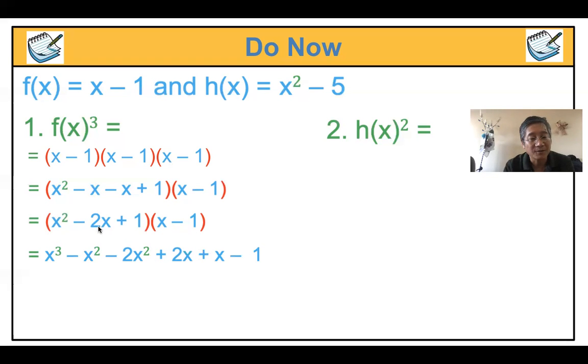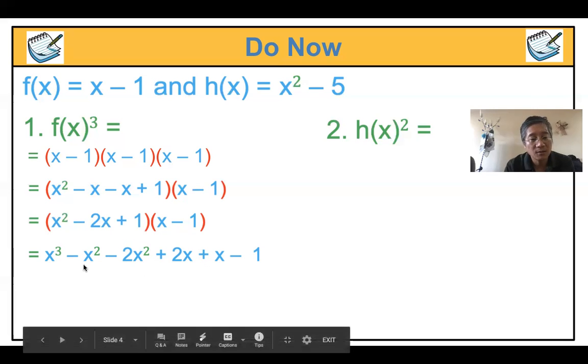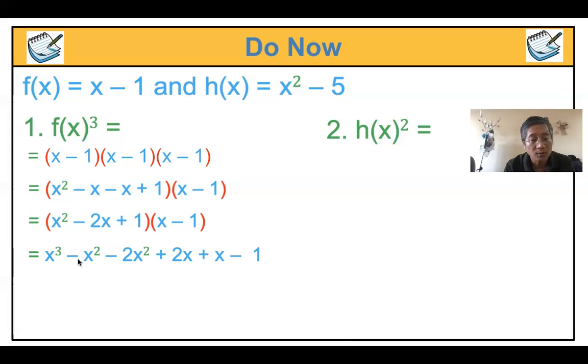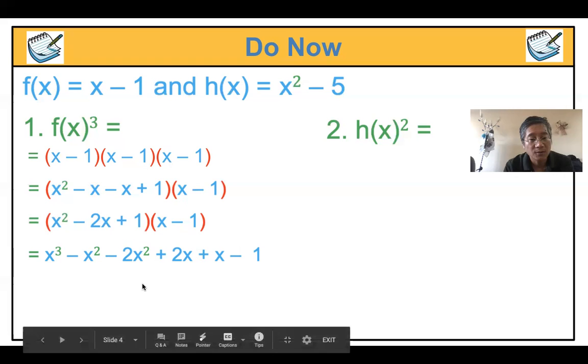We are done with the minus 2x, right? Then we move to 1. 1 times x is x. 1 times negative 1 is negative 1. Are we done? No, we need to combine like terms again. So these are like terms, and here also like terms. So minus x squared, if you don't see any coefficient, that's 1. So minus 1, minus 2, if you combine, minus 3. And 2 and 1, if you combine, positive 3. So x cubed minus 3x squared plus 3x minus 1.